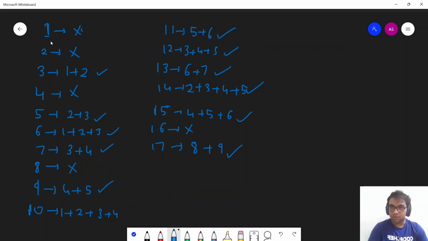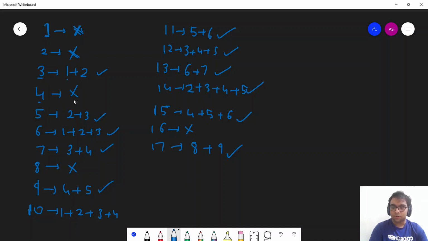Okay, to understand the approach for this problem, let us look at some basic observations. I have generated 1 to 17 as sums of consecutive numbers. Firstly, 1 is not a polite number because it cannot be represented as the sum of two or more positive consecutive integers. Similarly, 2 is also not a polite number. Then I see 3 is a polite number, which is 1 plus 2.